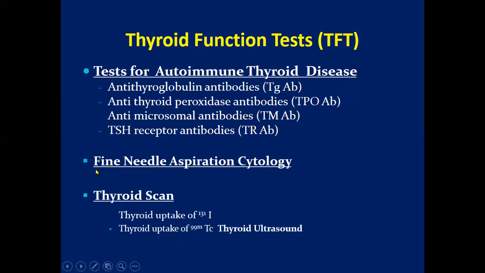Then there is the role of fine needle aspiration cytology. In this, if there is a swelling or nodule, we can differentiate whether it is benign or malignant. This is one of the tests used for swelling in the neck in the thyroid area. Then thyroid scan, which is used for the differentiation of thyroiditis, in which the uptake is decreased, and Graves' disease and adenoma, in which the uptake is increased. These are briefly the thyroid function tests.